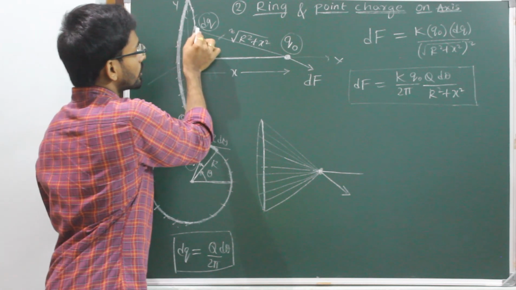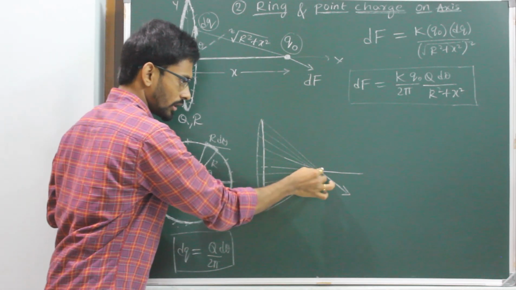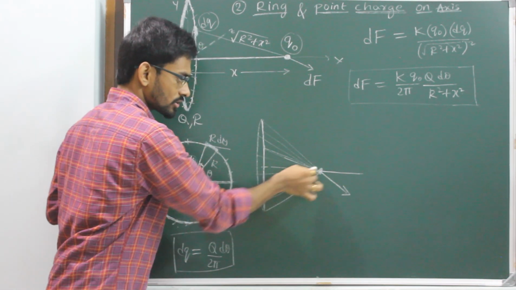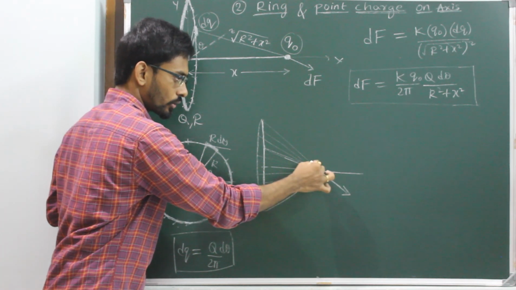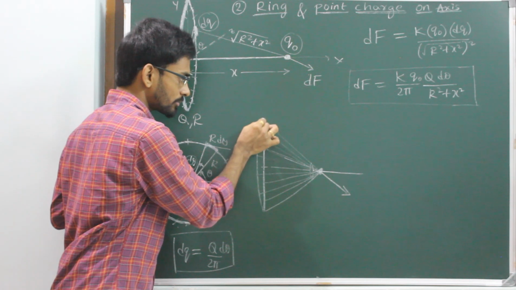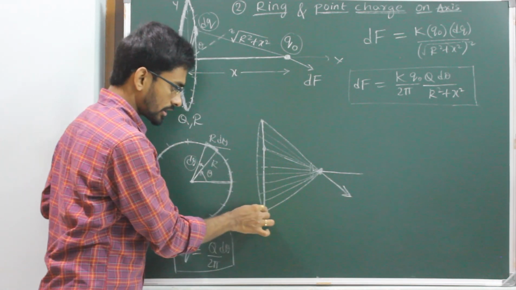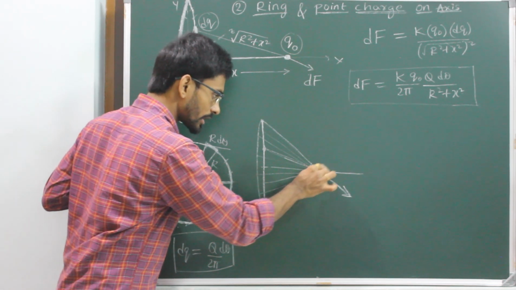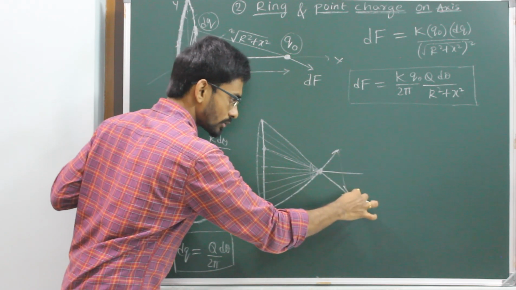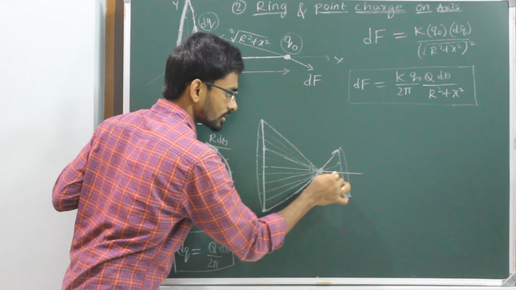Let us check it. If we take this element, the force will be in this direction. Let us draw the ring first. If we join each and every element with the point charge, they will look like this. They will form a cone over here. Now if we take the force due to this particular element, it will be in this direction, and if we take this element, the force will be in this direction. So the direction of force is changing. It also makes a cone, with the force in different directions like this.